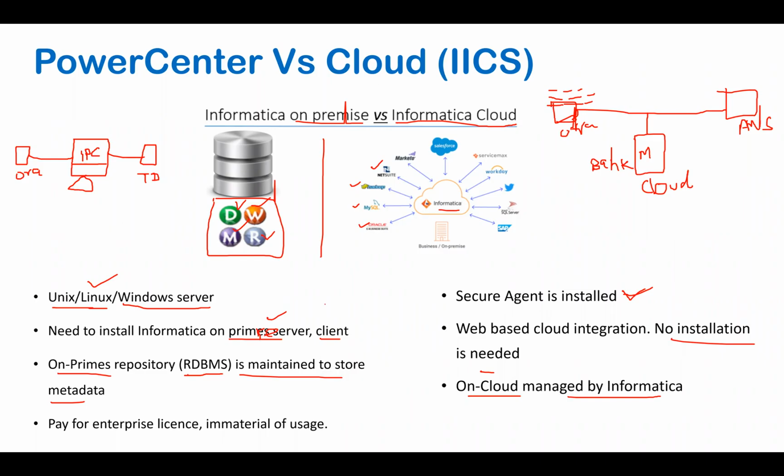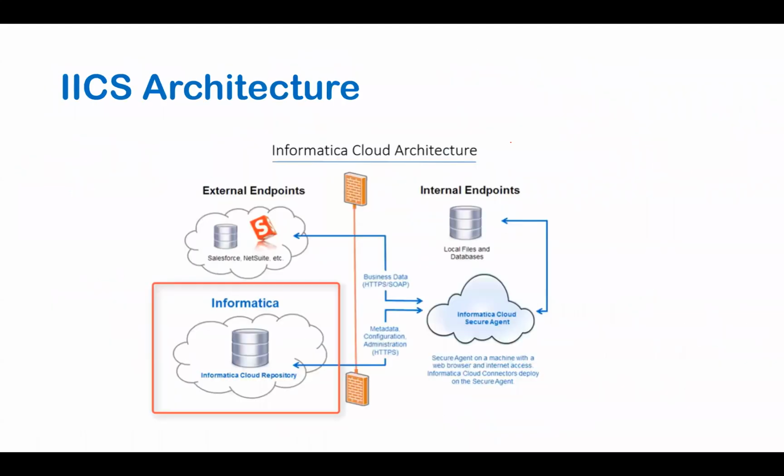And here we have to pay for the license for particular users, and you can use it irrespective of usage. But here, you pay for how much you are using. That's the concept here: pay for the resources we are using. That's a difference between our Informatica on-premises server, that is our PowerCenter, and Informatica IICS.